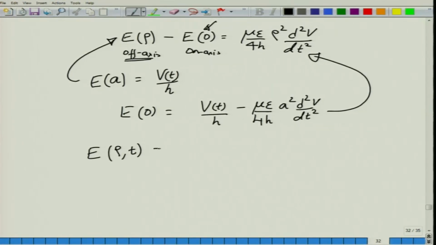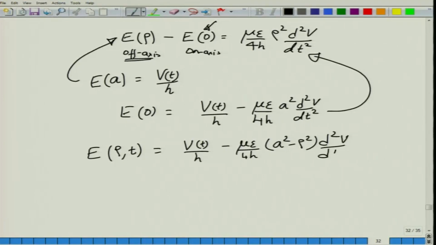This allows you to go back and write the field at any radius rho and time t to be equal to V of t by h, which is what you would expect in the uniform case, but there is a correction, minus mu epsilon by 4h, A square minus rho square, d square V by dt square. This implies that the E field is not uniform.